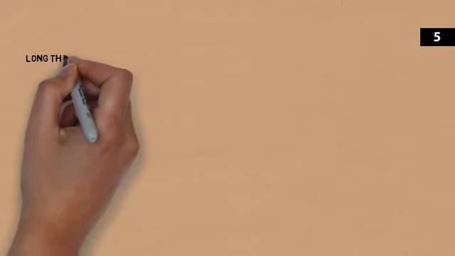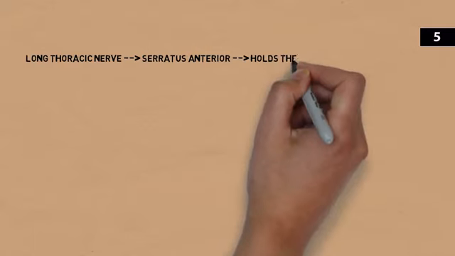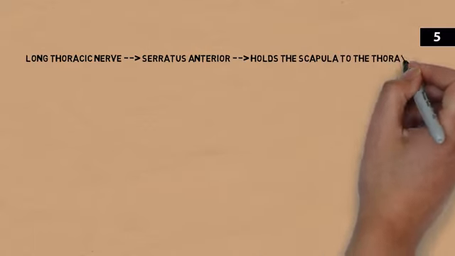So the first one here is the long thoracic. So this is going to innervate the serratus anterior. Remember the mnemonic SALT. Now the serratus anterior is a muscle that originates on ribs 1 through 8, and then inserts at the medial border of the scapula. So the muscle's just below the armpits. It holds the scapula onto the thorax.